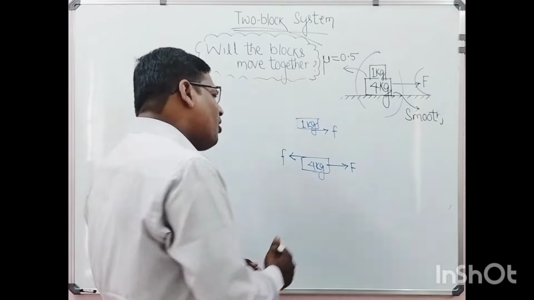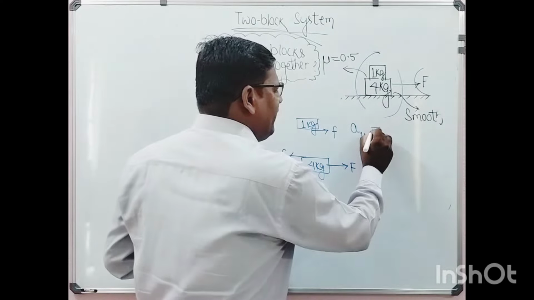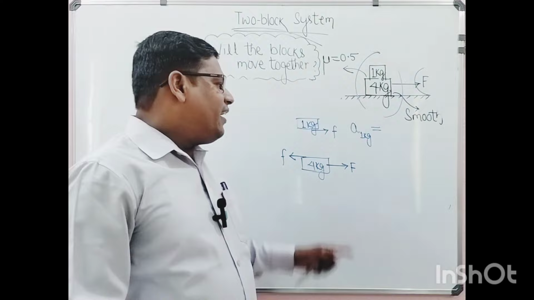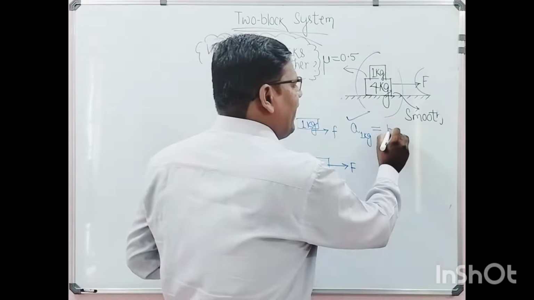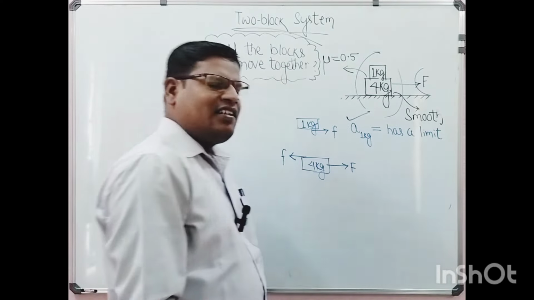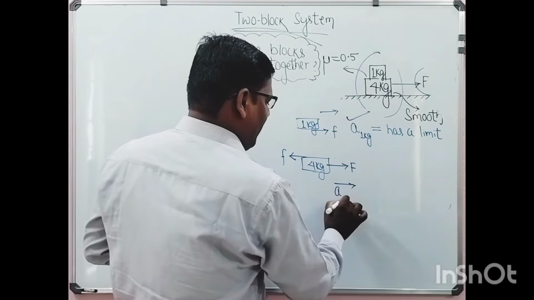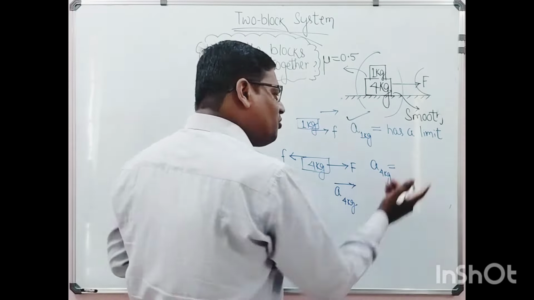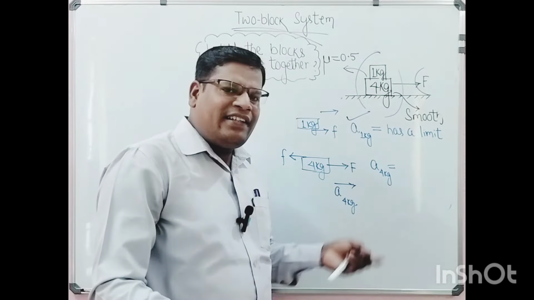Now try to think about their acceleration. The acceleration of the 1 kg block, you see, depends only on the applied friction. It depends only on the friction, and friction has a limit. So the acceleration of the 1 kg block has a limit. Now let's say the 4 kg block moves with acceleration a. You see, the acceleration of the 4 kg block depends on 2 forces, the applied force and the friction. And this applied force can be anything.